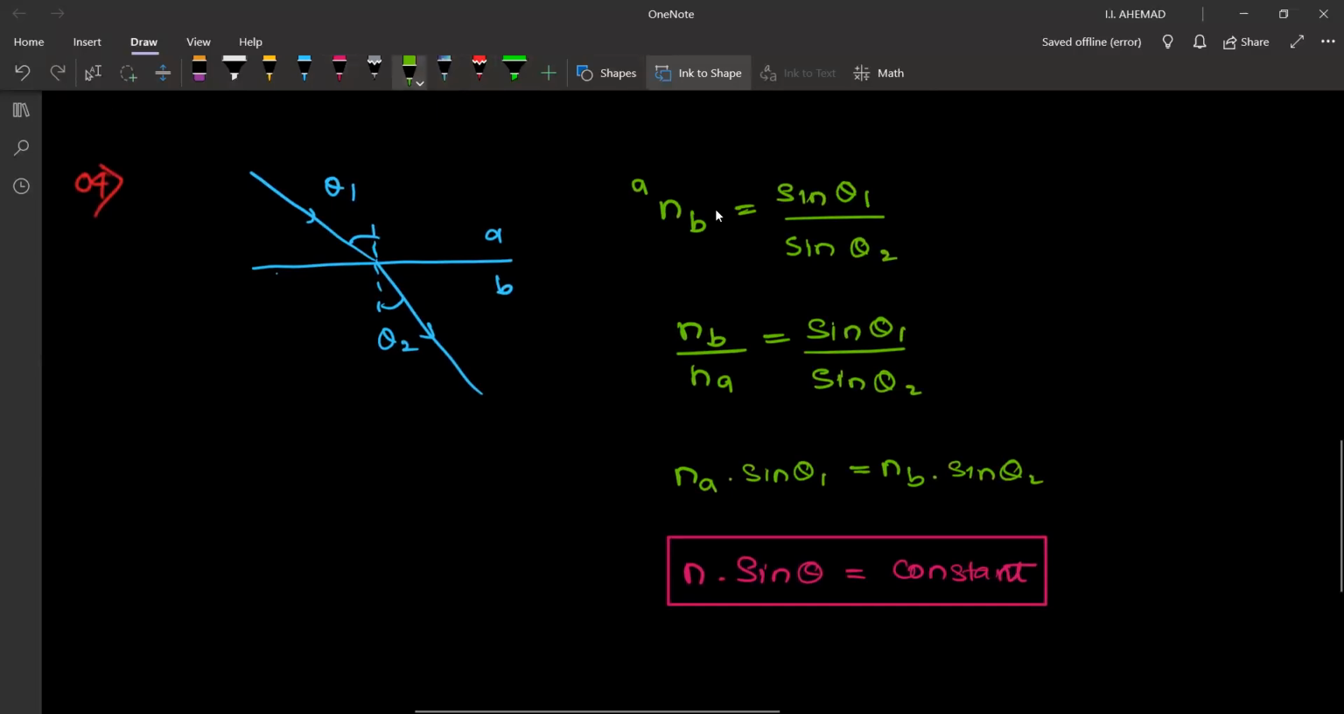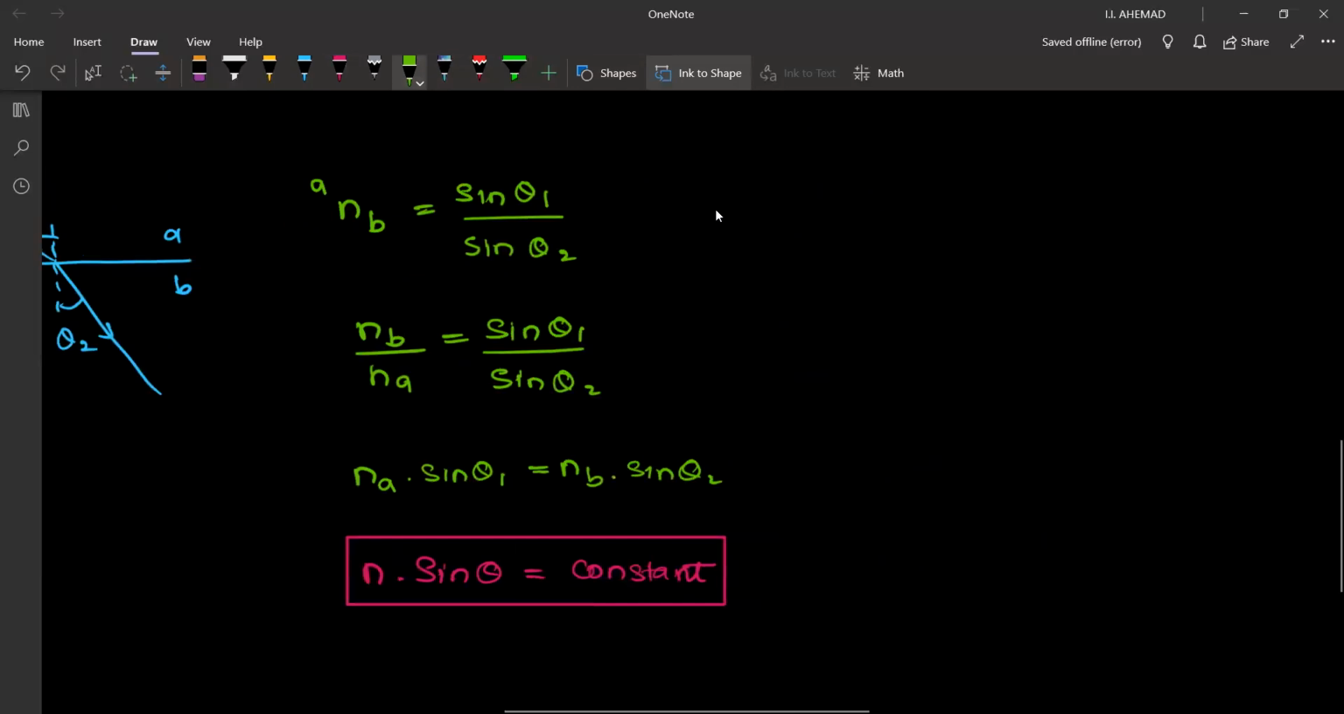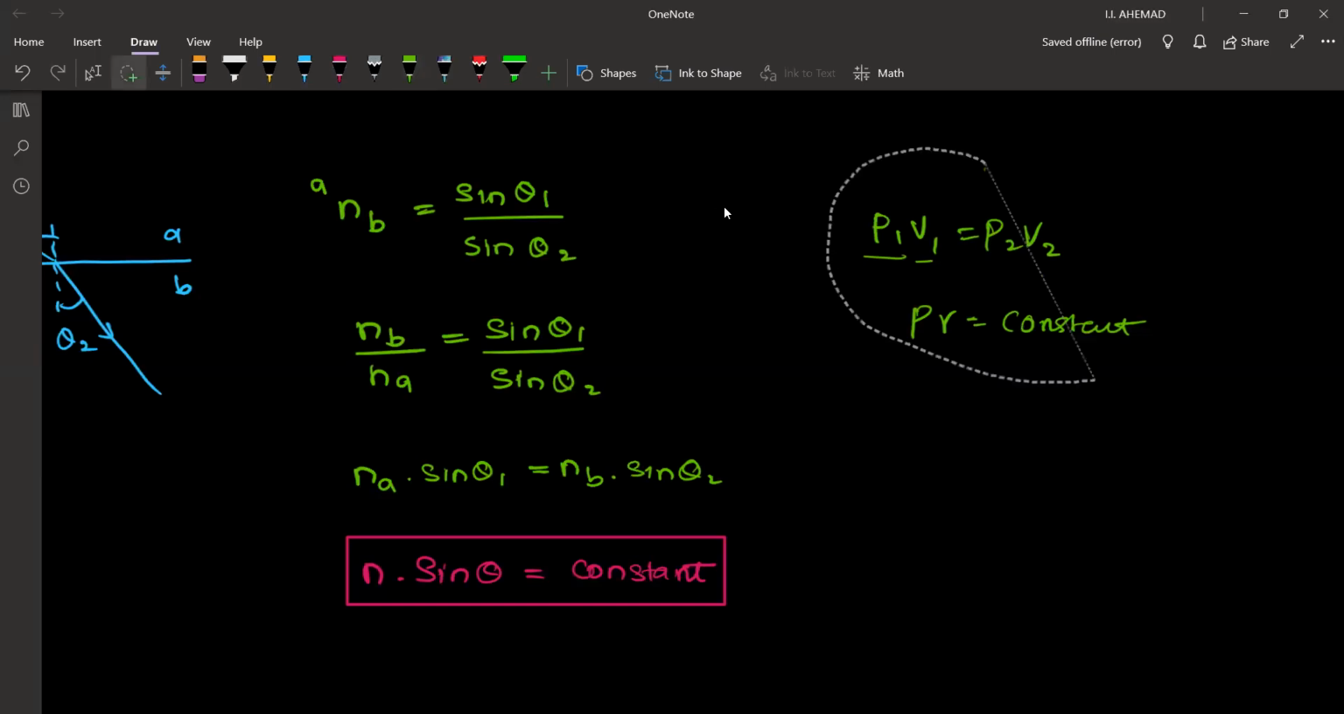If you can remember, in your chemistry, you might have studied P1 V1 is equal to P2 V2, right? And we also could write this as PV is a constant. Just like that. When you have the same parameters on the same side, you can just put them together and make it a constant.